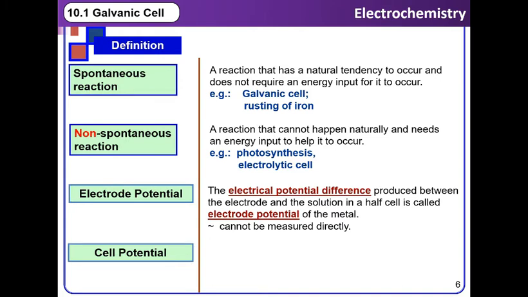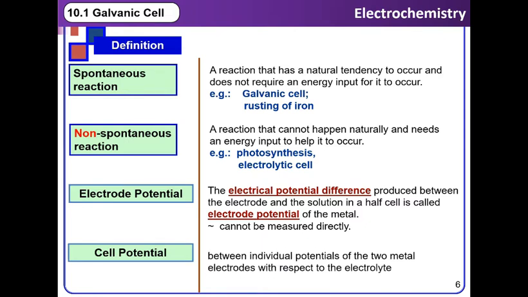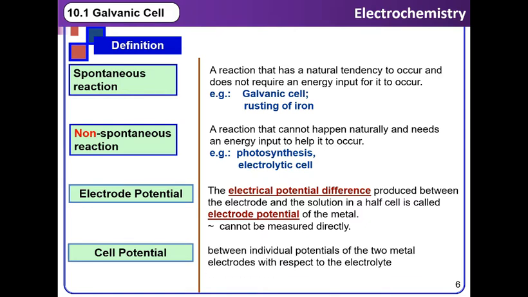Okay, next, what is electrode potential? Electrode potential, the electrical potential difference produced between the electrodes and the solution in a half cell is called electrode potential of metal. And electrode potential cannot be measured directly. And what is cell potential? So cell potential between individual potentials of the two metal electrodes with respect to the electrode.